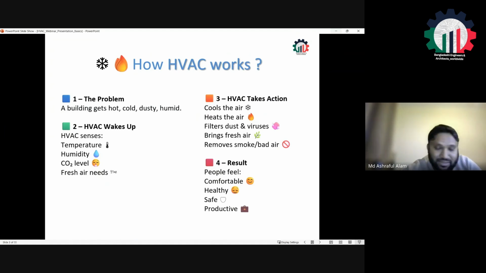So based on this sensing, he activates, he takes the action. What can the actions be? He cools the air or heats the air. If there is dust or viruses inside the air, he filters that. He brings fresh air from outside and removes the smoke or bad air, whatever is inside the room.